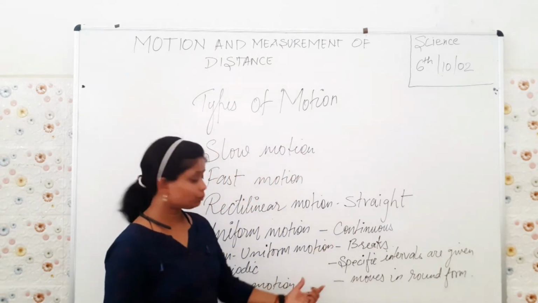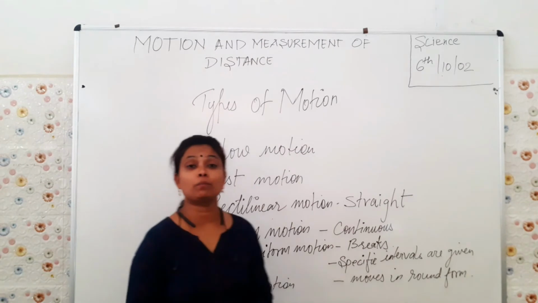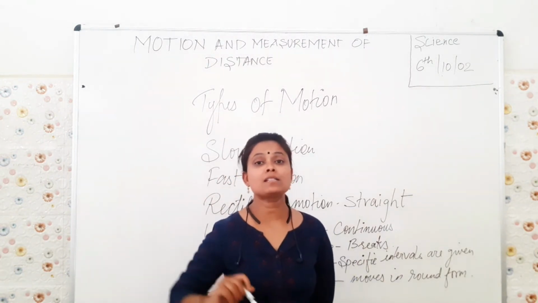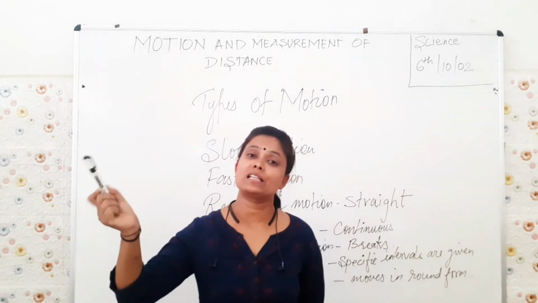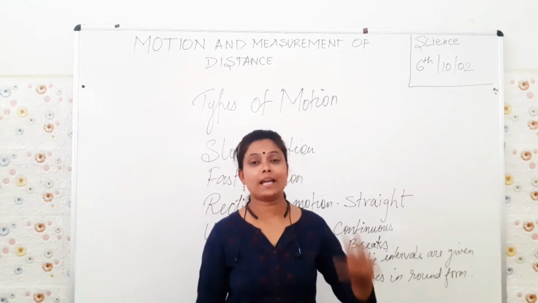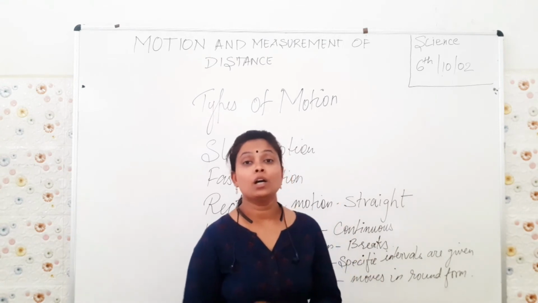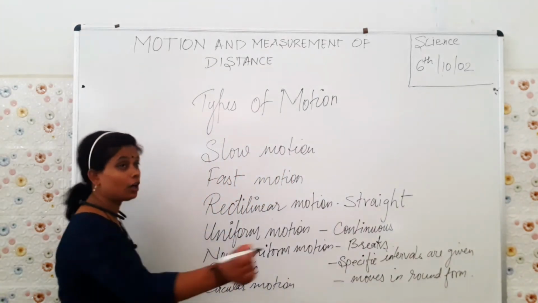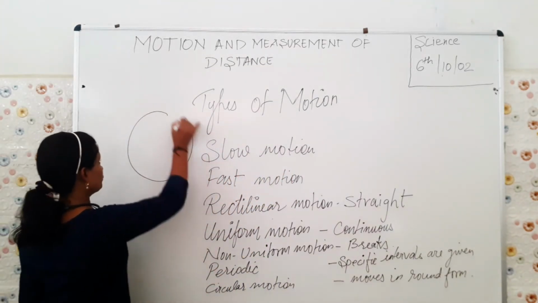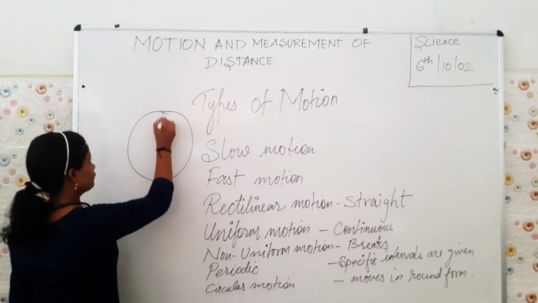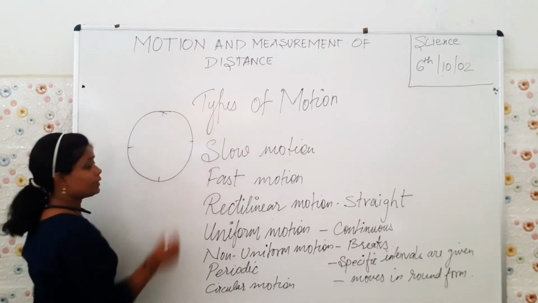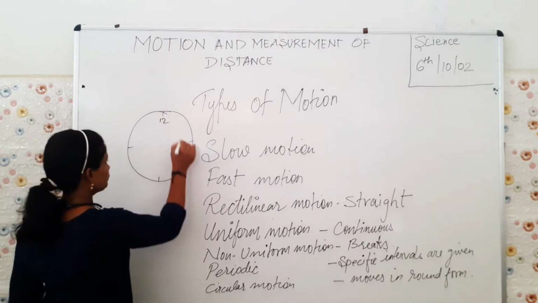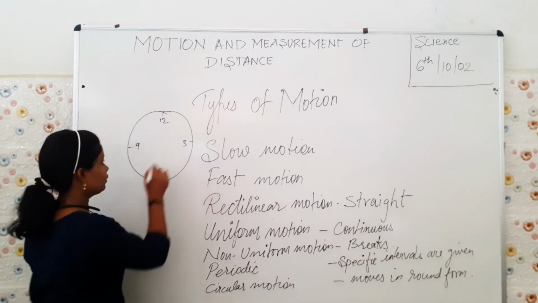Next is periodic motion. Periodic means specific. As the sun rises in the east, it has a particular time. It sets in the west, it has a particular time. A very good example is the pendulum. Have you ever seen a clock? What does the clock tell us? You are very smart, I know. Time.